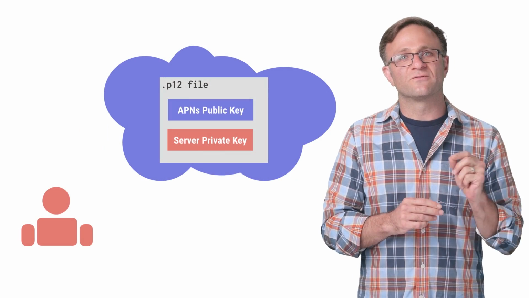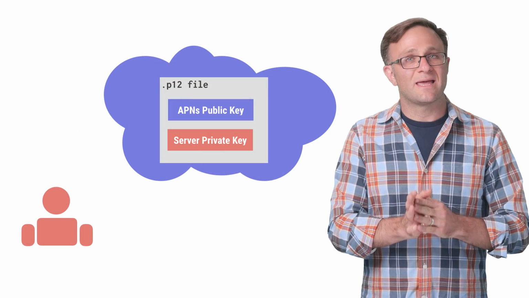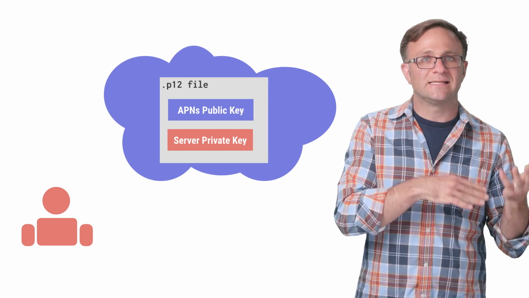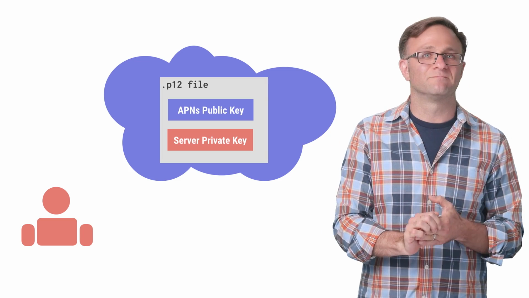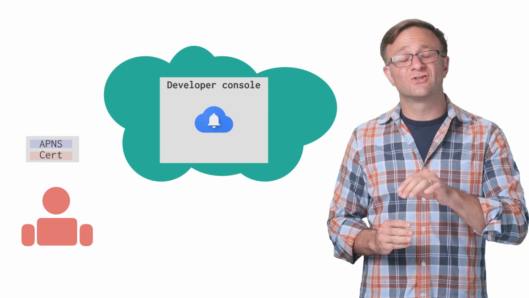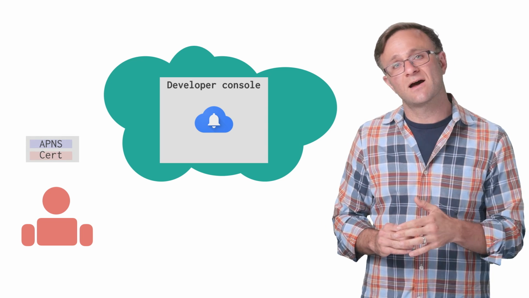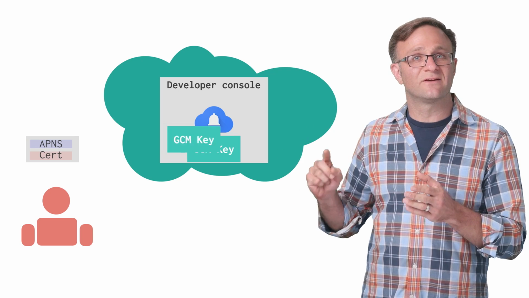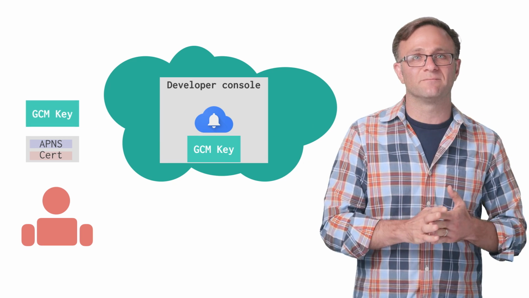So at some point when you're first building your app, you register with the APNS servers using iTunes Connect. You tell it about your app, your bundle ID, and you generate your APNS certificate. Then you go ahead and register that same app with GCM using the console. Now at this point, you're going to get back an API key, which you'll use to identify your app to GCM when you talk with it.